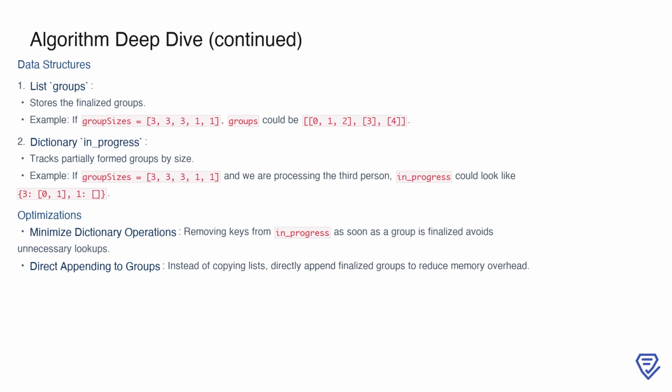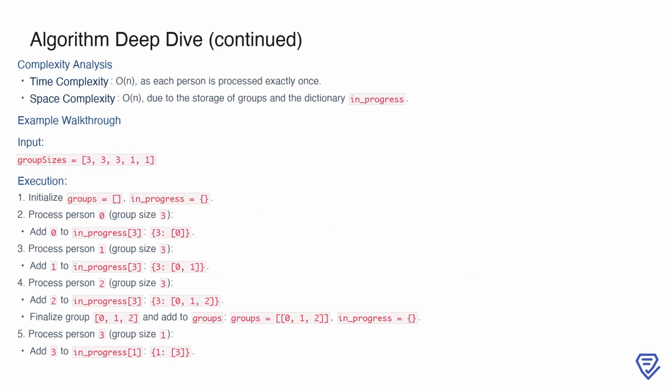To optimize further, we minimize dictionary operations by removing keys as soon as a group is finalized. Additionally, finalized groups are directly appended to the groups list to reduce memory overhead and improve performance. Now, let's analyze the algorithm's complexity. The time complexity is O(n), since we process each person exactly once to either add them to an ongoing group or finalize their group. The space complexity is also O(n), as both groups and in_progress require storage proportional to the number of people in the input.